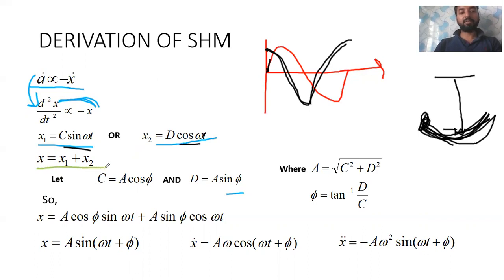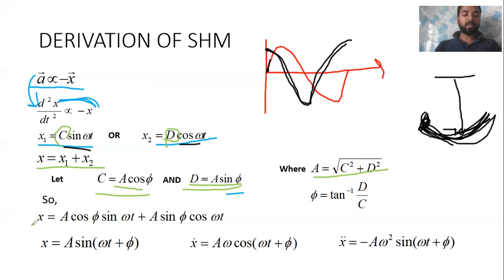Now x is equal to x1 plus x2, because we are taking the combination of both x1 and x2. Let this C and D, I'm assuming them to be a cos phi and a sin phi. C is equal to a cos phi and D is equal to a sin phi. So a will be what? Under root c square plus d square. Just square and add both of these, you will get a.